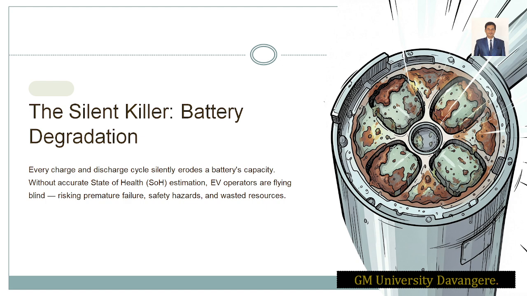So for that we need to learn how to work on degradation, right? During charging and discharging cycles, the battery capacity can erode without an accurate state of health estimation. All right, so we need to see how state of health estimation can help us understand the concept of degradation, right? Every time you go for charging and discharging, please check the state of health, the state of life, the state of charge, and the state of discharge.